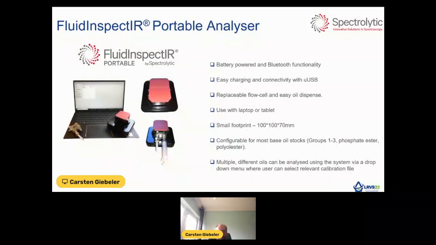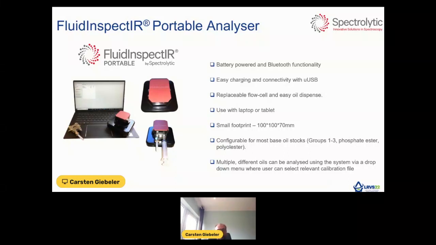Here is the portable sensor. So the portable sensor still requires a person to collect the sample. The sample is then put into a flow cell that you can see here on the left-hand side, which is then placed into the system here. And the results are then displayed on a tablet or on a display on a laptop that runs our software.